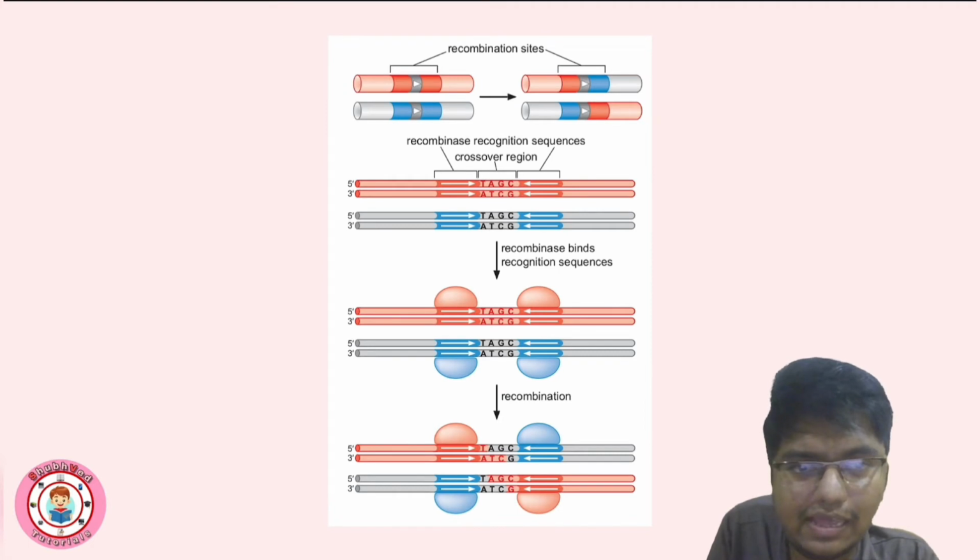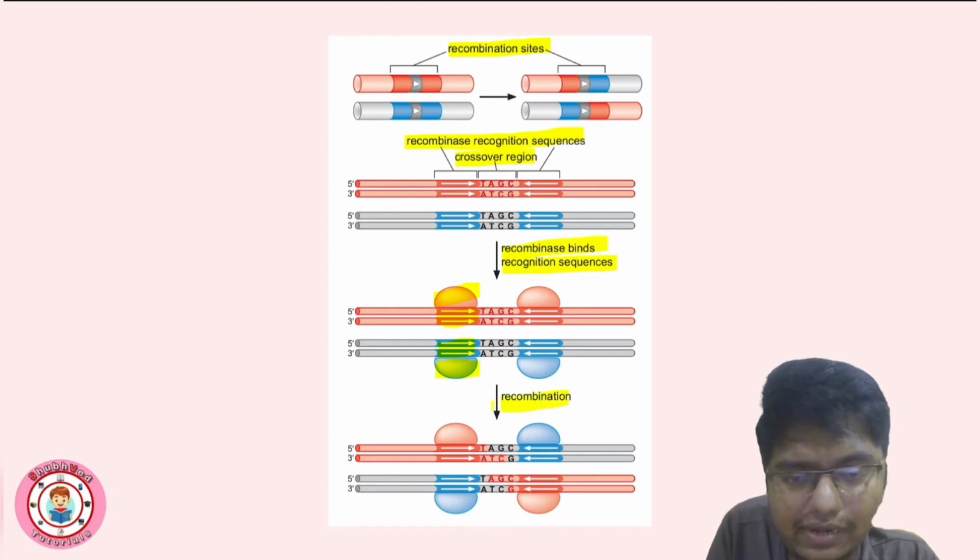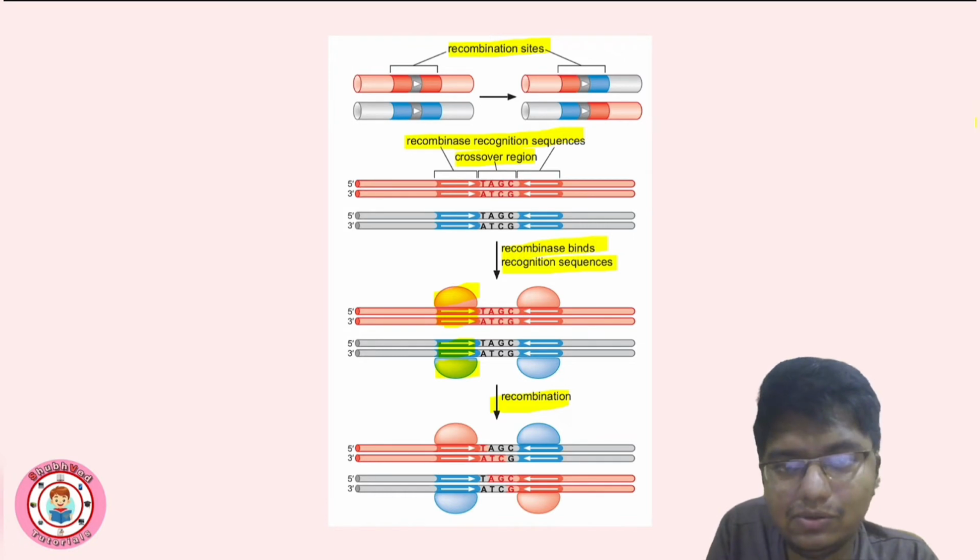This I have shown you just now. Recombinase sites have two sequences: the recombinase recognition sequence and the crossover region. See, recombinase binds to the recognition sequence. This is a recombinase, this is a recognition sequence. Same here with this other DNA. And then the recombination will take place. Recombination means exchange of strands.